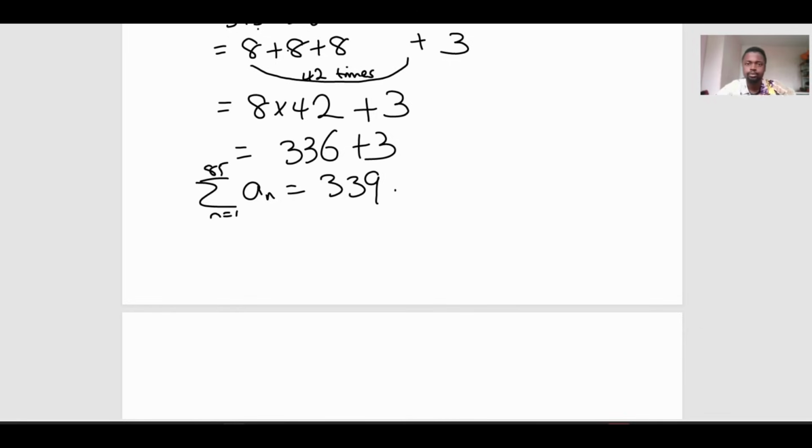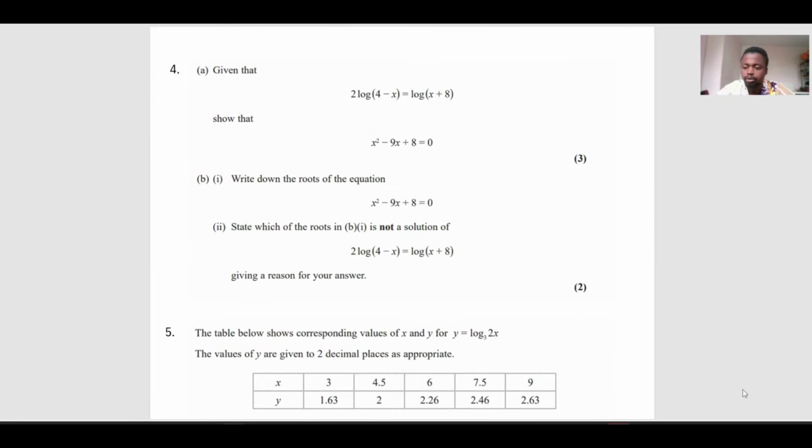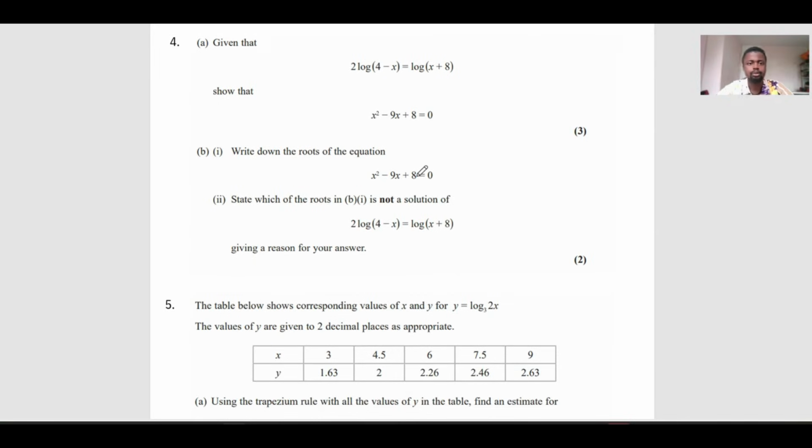That's it. Okay, let's move on quickly. So we move to number 4. The laptop is draining really quick. All right, we move to number 4. I think we should still be able to get to number 6, number 7 before I have to cut the video. So we move to number 4 now.